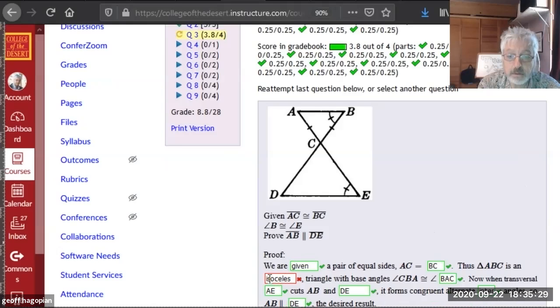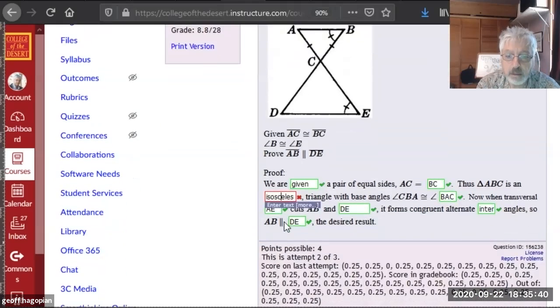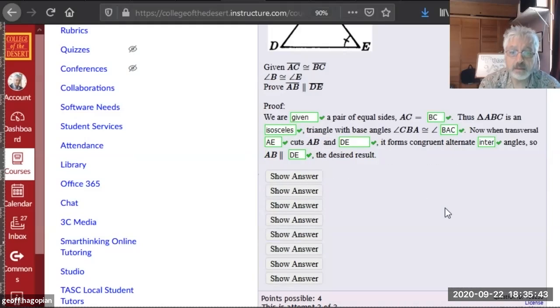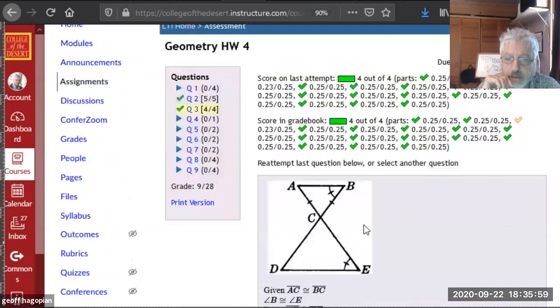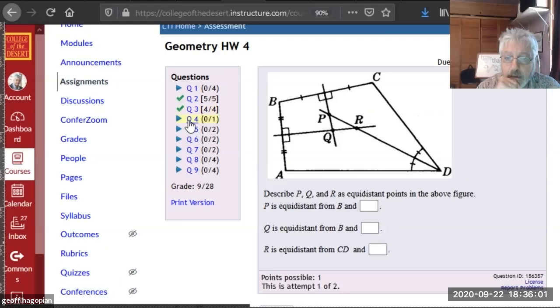Oh, I misspelled isosceles. My orthography is suffering today. Isosceles. Is that better? It's not very tolerant of misspellings, is it? I think I can actually make it more tolerant of misspellings, but you should spell isosceles correctly. Don't do like I did. All right, and plus it's then fairly easy to fix if you do misspell it.